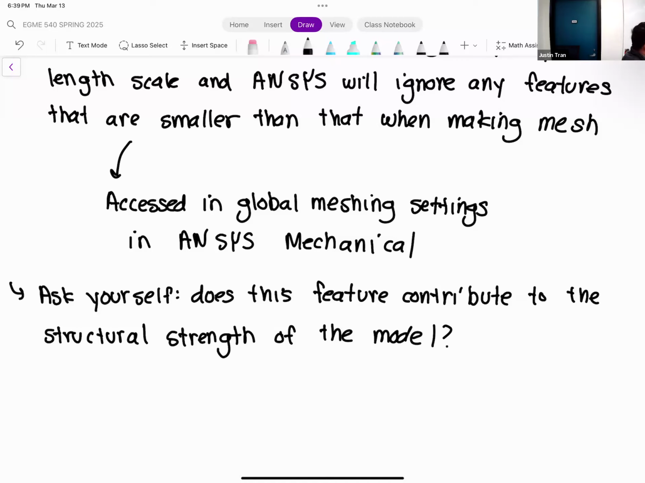But if the feature is just mostly cosmetic, or if it's abnormally small, then in those cases you want to suppress it. So it's definitely a case by case basis, and it's something you build intuition for as you do more FEA. But it can really give you a big headache with meshing if you're not careful.